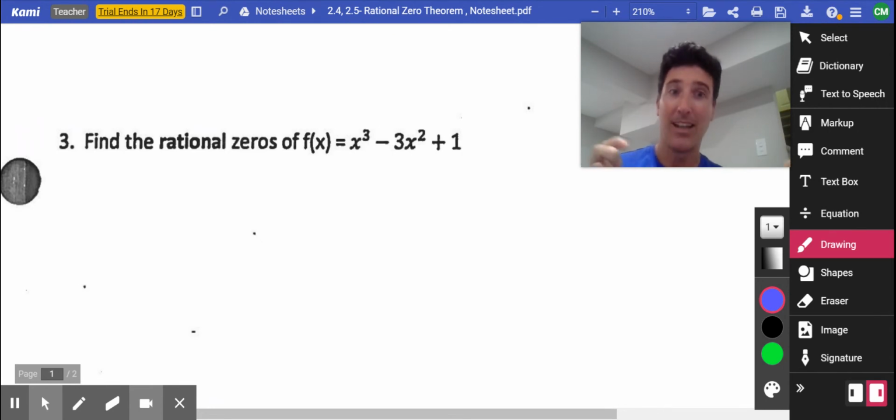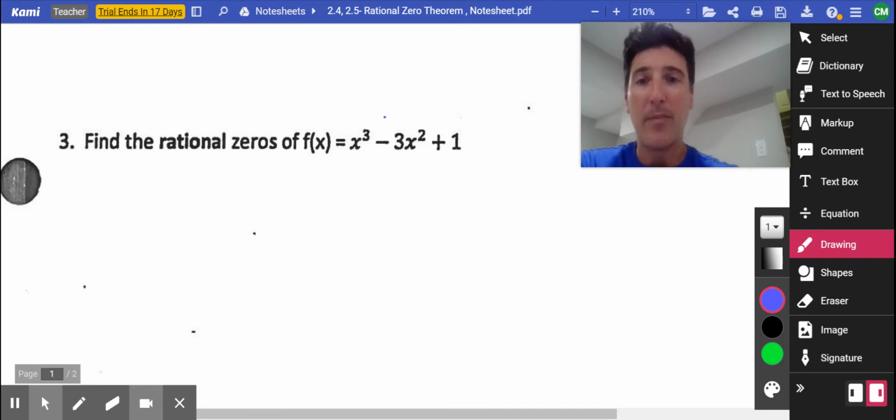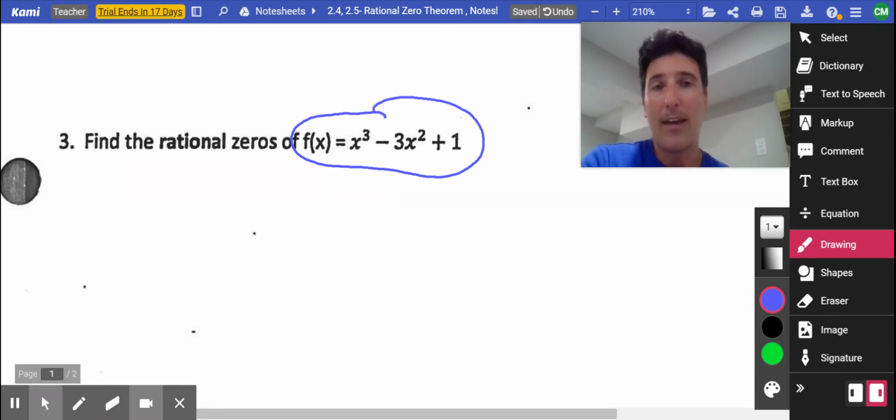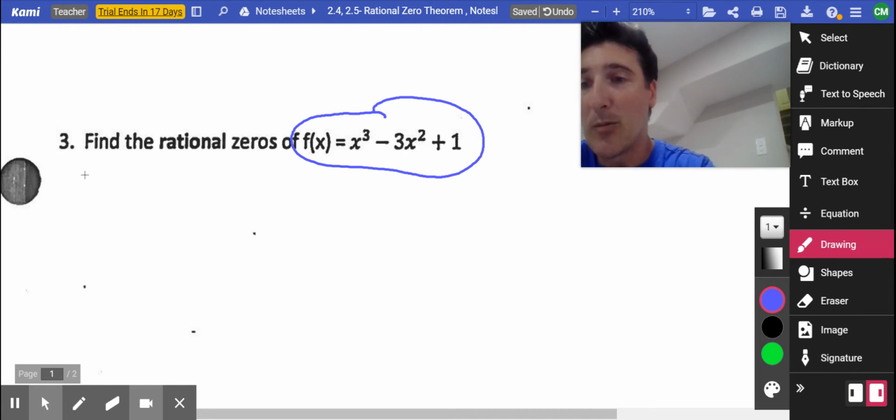It's kind of like your cue for this problem, number 3. You're going to see what happens. This is our equation. Our degree is 3. Now, I can't factor anything out. It's not a quadratic, and I'm not given any zeros, so I have to start with plus or minus p over q. So let's get the possible rational zeros.